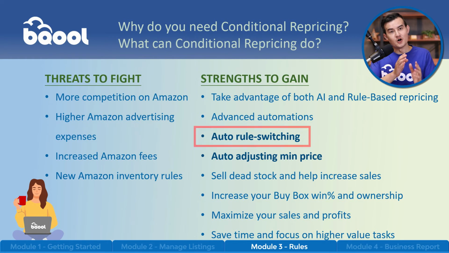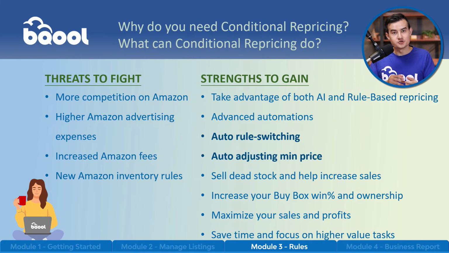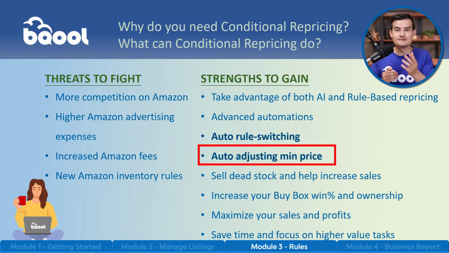So you gotta use the auto rule switching based on conditions that conditional repricing offers to get you better performance. Also, you're able to auto adjust your min price up or down to increase your sales, or you could also have a higher profit when you need to.